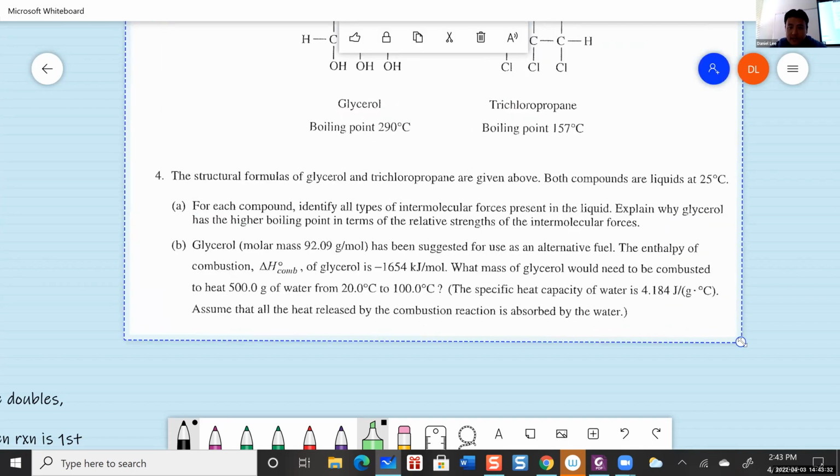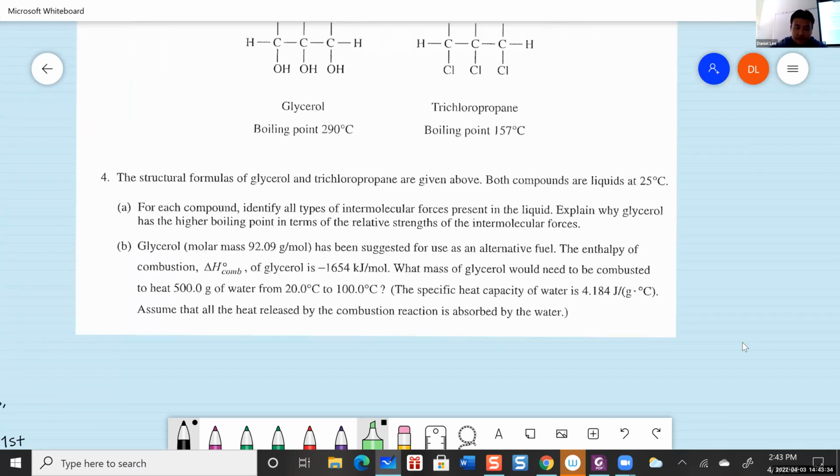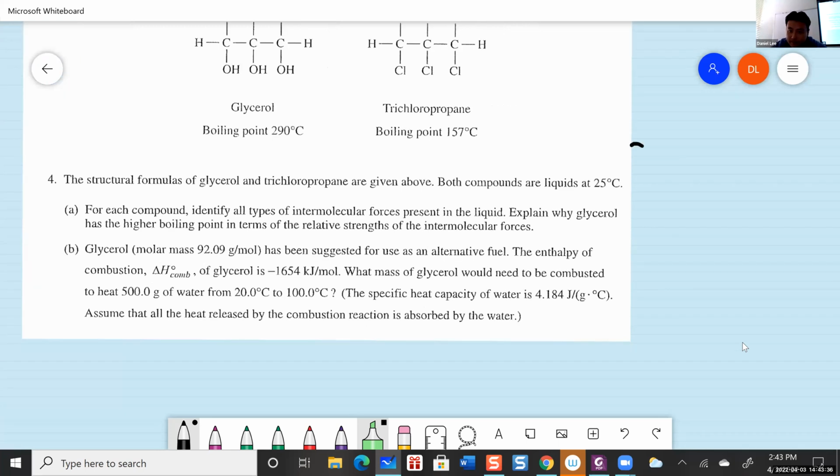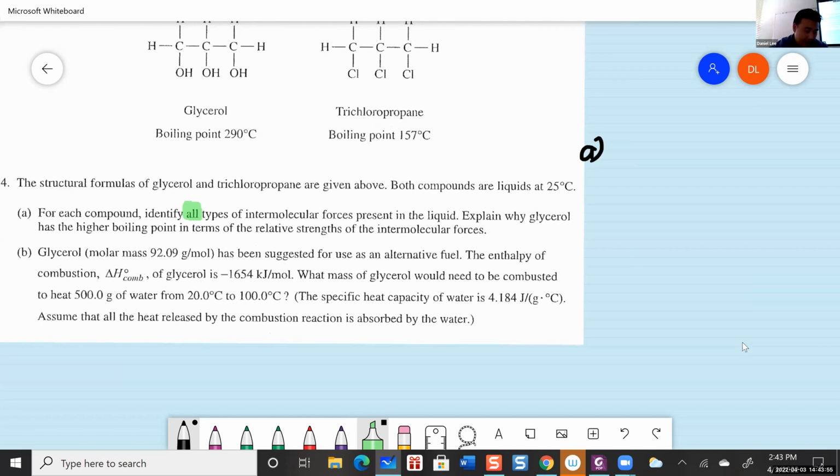Okay, so part A. Which compound? Identify all, and you've got to be careful. They want all of them, so you can't just say hydrogen bonding. You also have to include dipole-dipole and dispersion forces present in the liquid. Explain why glycerol has a higher melting point in terms of the relative strengths of all the intermolecular forces. I think we answered that already, right? Okay. So 2 points here.